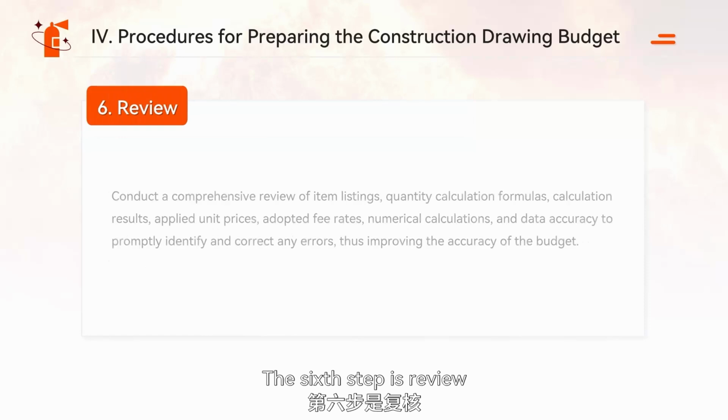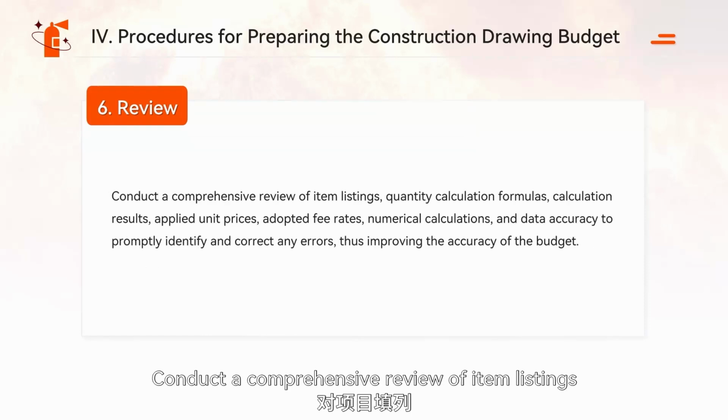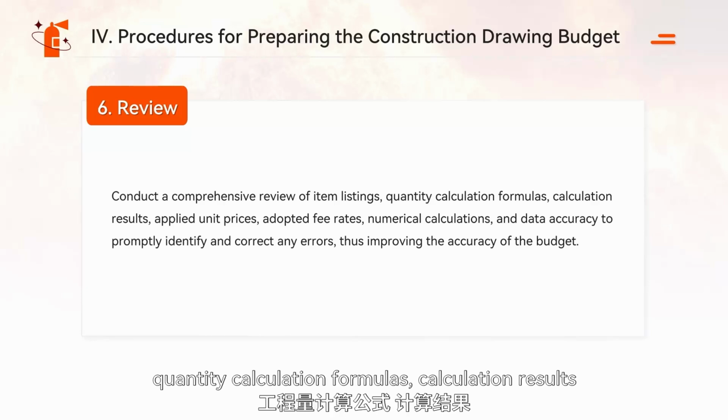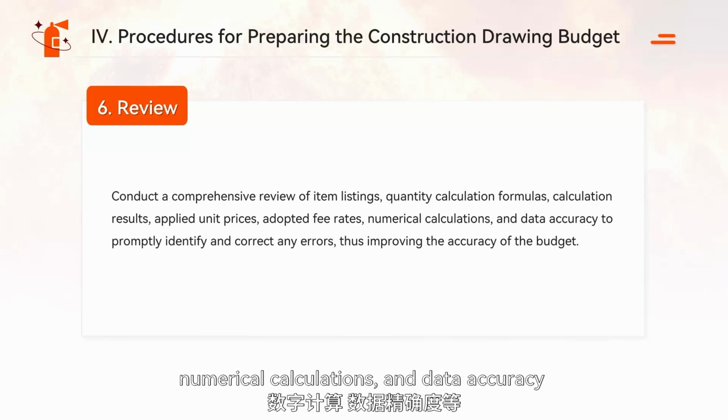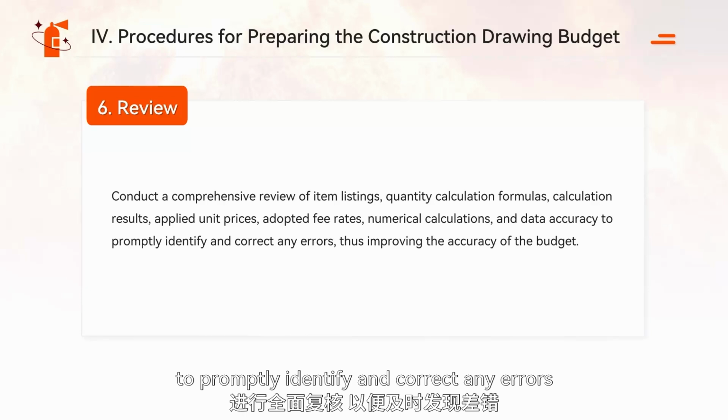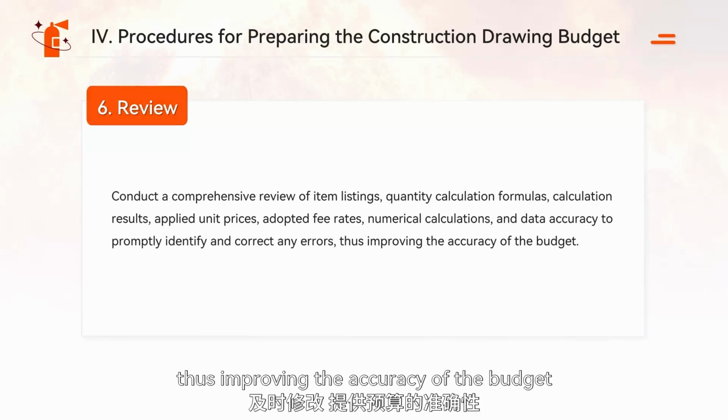The sixth step is review. Conduct a comprehensive review of item listings, quantity calculation formulas, calculation results, applied unit prices, adopted fee rates, numerical calculations, and data accuracy to promptly identify and correct any errors, thus improving the accuracy of the budget.